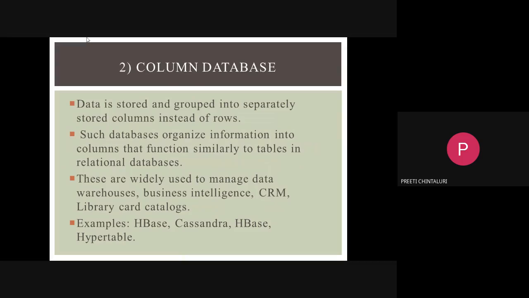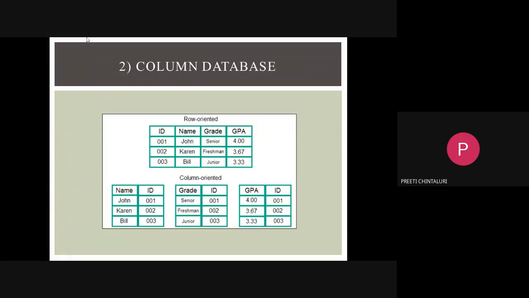HBase, Cassandra, HBase, Hypertable. This is a representation of column database. The first representation is of row oriented and the second representation is column oriented. So as we can see here, data is stored and grouped into separately stored columns instead of rows.